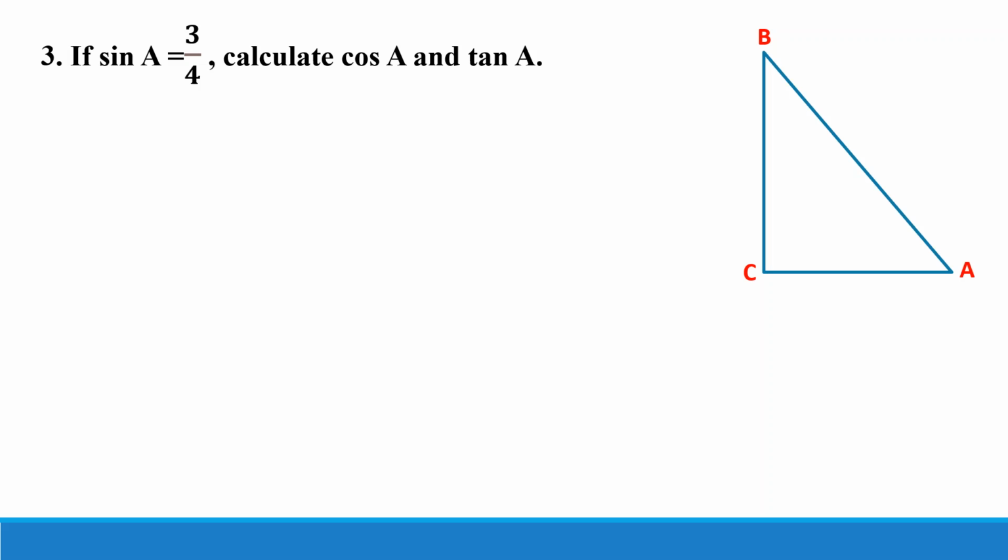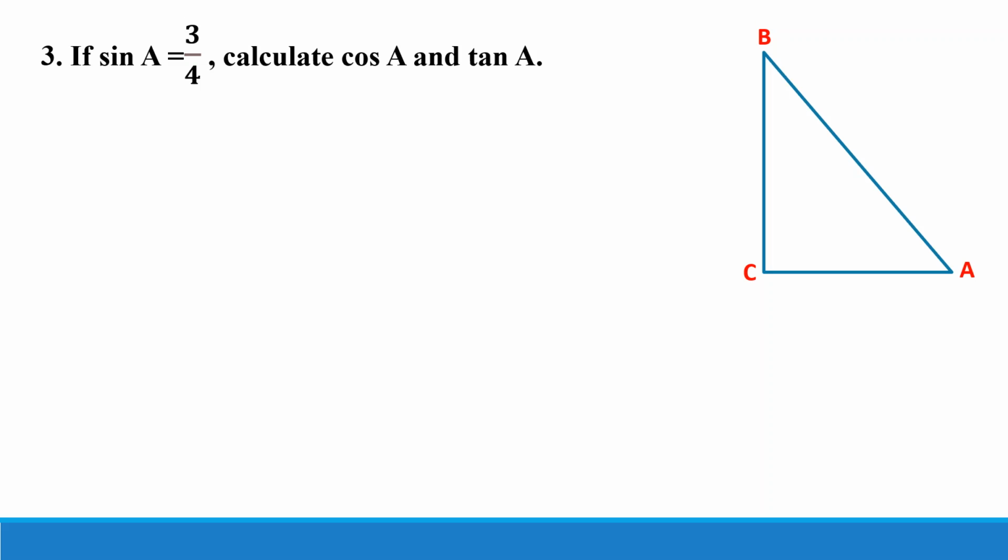Why am I telling you this? Because in examination or while solving this question, many times the students make a mistake. What the mistake is, I'll tell you in a short while. First of all, it is given that sine A is 3 by 4.